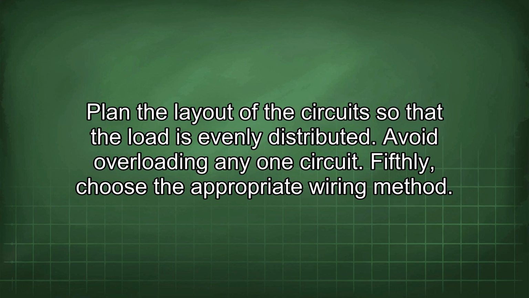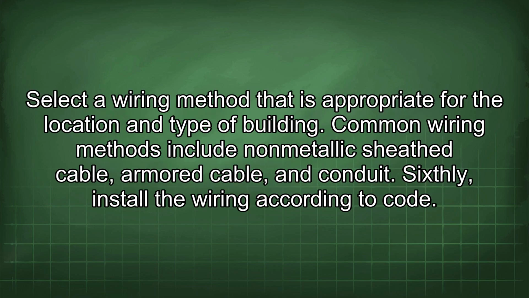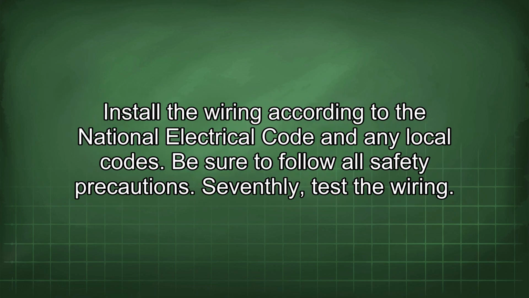Fifthly, choose the appropriate wiring method. Select a wiring method that is appropriate for the location and type of building. Common wiring methods include non-metallic sheath cable, armored cable, and conduit. Sixthly, install the wiring according to code. Install the wiring according to the National Electrical Code and any local codes. Be sure to follow all safety precautions.